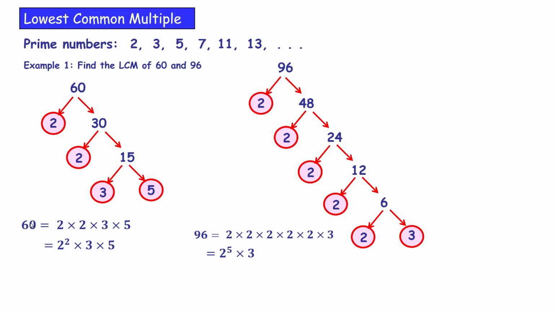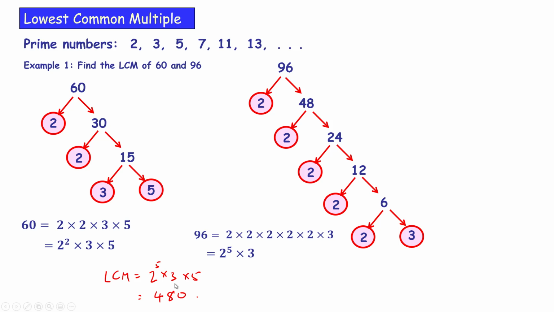Right, prime factors of 60 are 2 squared times 3 times 5. Prime factors of 96 are 2 to the power of 5 times 3. So we take, as we said earlier, the maximum that we can get. So we say LCM is equal to, take all the numbers. This is 2 times a 3 times a 5, and take the biggest power available. So it's 2 to the power of 5 times 3 times 5, which gives us 480.